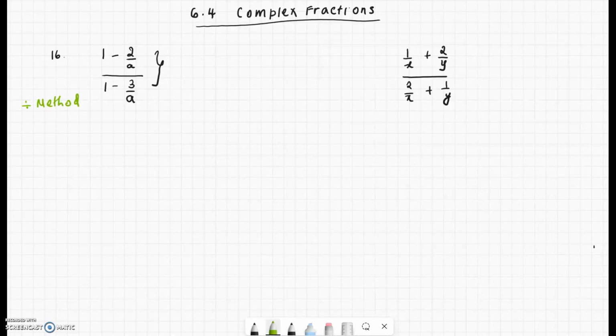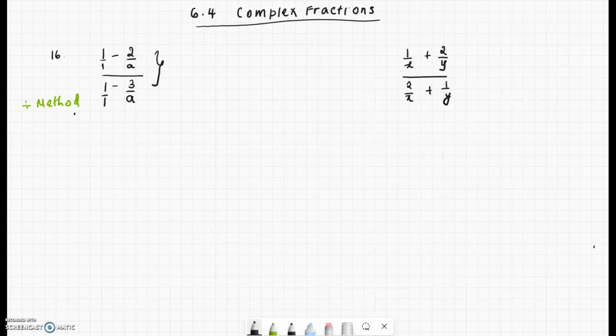And when we use the division method, the first step is simplify, combine the terms in the numerator, combine the terms in the denominator. Now, when we look at the numerator, it's 1 over 1 and 2 over a. We can combine them. That is, we can subtract one from the other only if there's a common denominator. And quite clearly here, the common denominator is a in the numerator and in the denominator.